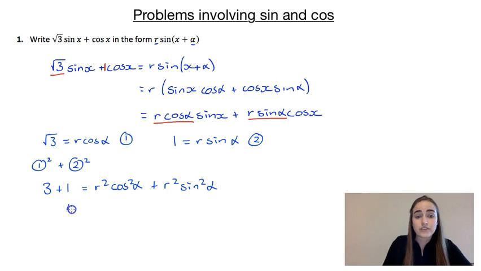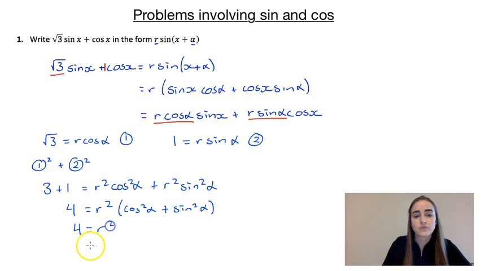Now this side's just going to give us 4. If I factorize out my r squared here, I'd have cos squared alpha plus sine squared alpha. Now we know that cos squared plus sine squared is just 1. That's one of our trig identities. So we're going to have 4 equals r squared, and that will just give us r equals 2. Now, why not plus or minus 2? When we write it in this form, we're always going to have r as a positive number.